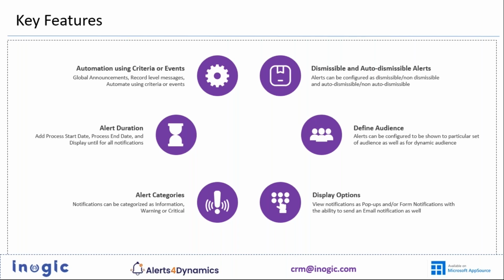And the next alert is a record level alert. So let's say, for example, if you want to set an alert on an individual record, so that you get notified about that particular record again and again at frequent intervals of time.